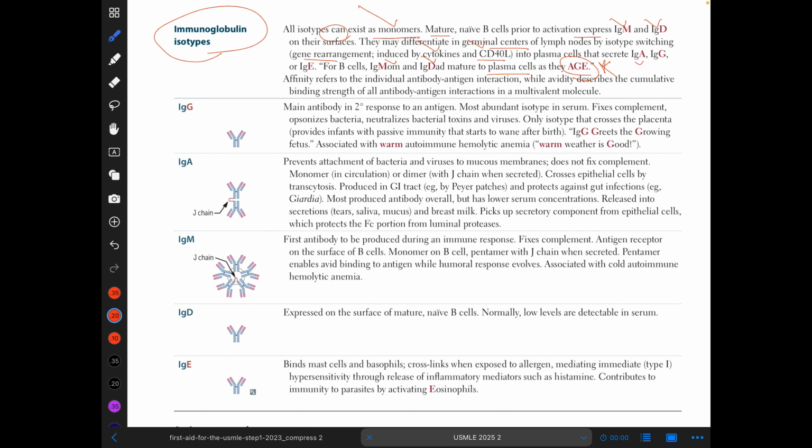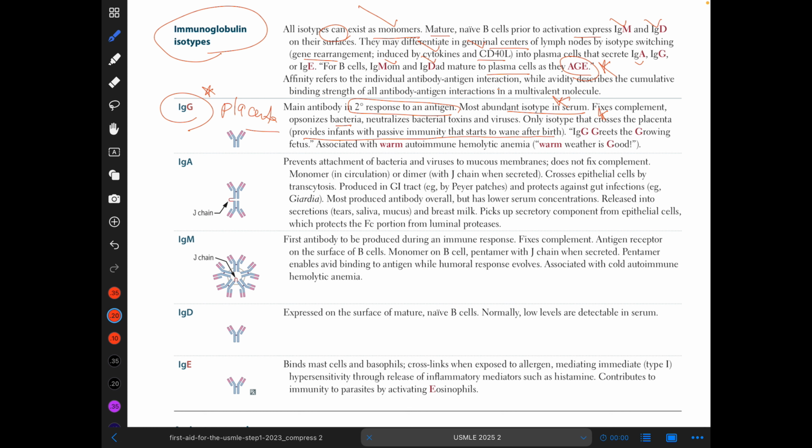Affinity refers to individual antibody-antigen interactions, while avidity describes the cumulative binding strength of all antibody-antigen interactions in a multivalent molecule. First, we have to talk about IgG. IgG is the main antibody in a secondary response to an antigen. It's the most abundant isotype in serum, and it fixes complement, opsonizes bacteria, and neutralizes bacterial toxins and viruses.